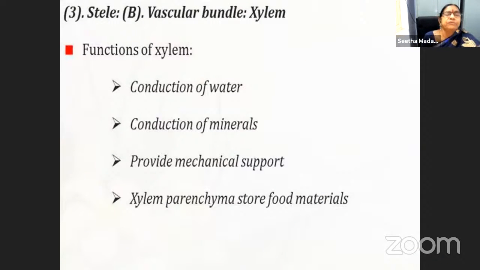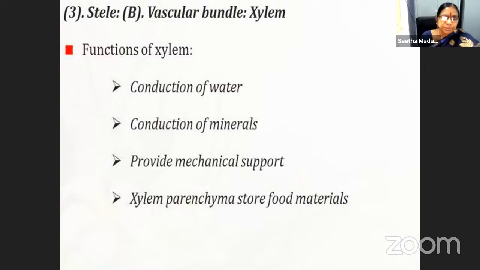Then coming to the functions of xylem. First, conduction of water. As I told you, the roots of the plants absorb water from the soil. Then the xylem vessels transport that water and minerals to the stem, and the stem in turn supplies water to the leaves where photosynthesis is performed.